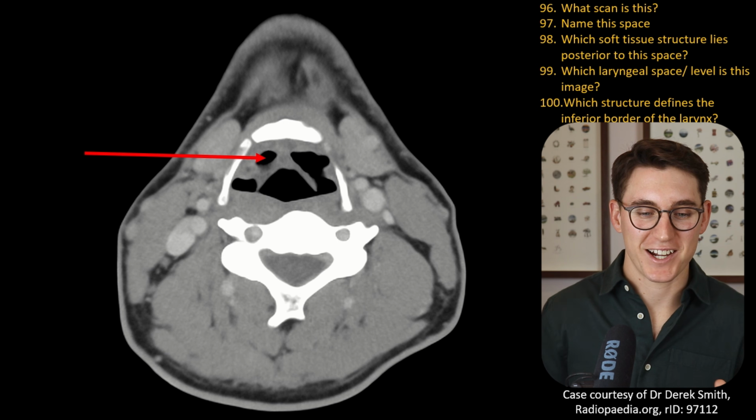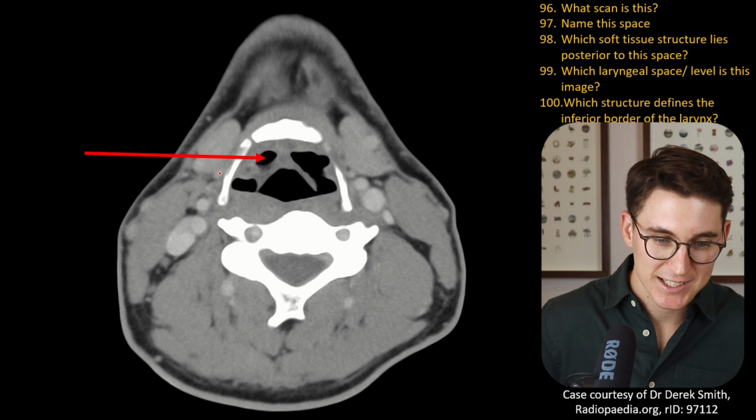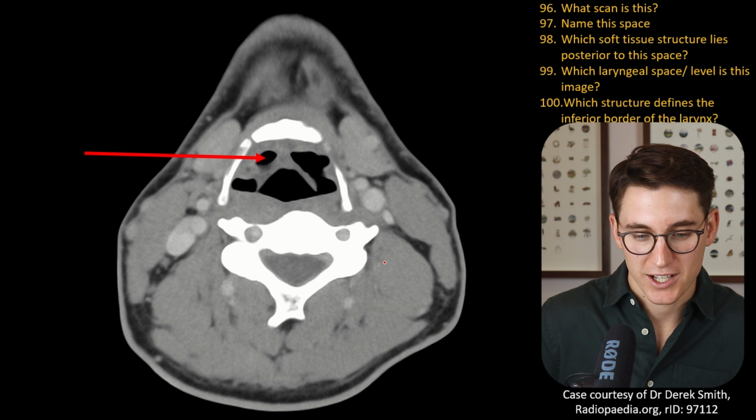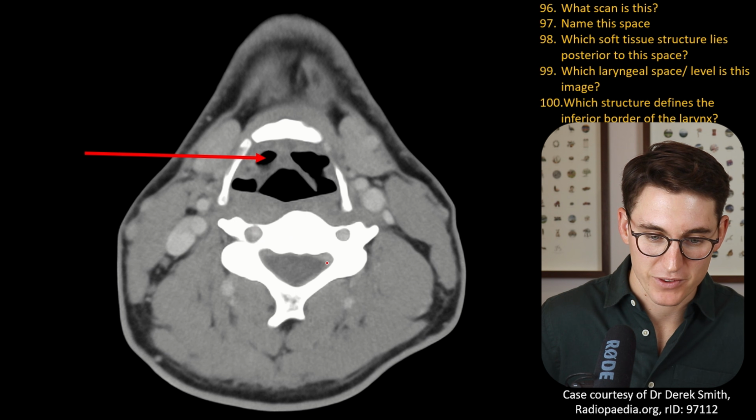Now you've made it to our final 5 questions. We're back up in the neck. We've got an axial CT. Our bones are bright here. Our soft tissue here. We've got an axial CT of the neck. We're at the level of the cervical spine.